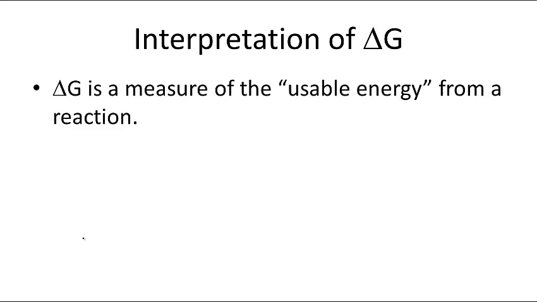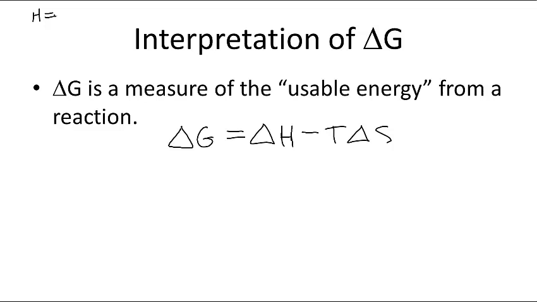But if we think of it as a measure of usable energy, our definition of delta G was delta G equals delta H minus T delta S. And what is it that H stands for? Let's remind ourselves. H equals what? Enthalpy, which we said for our purposes sort of means what?